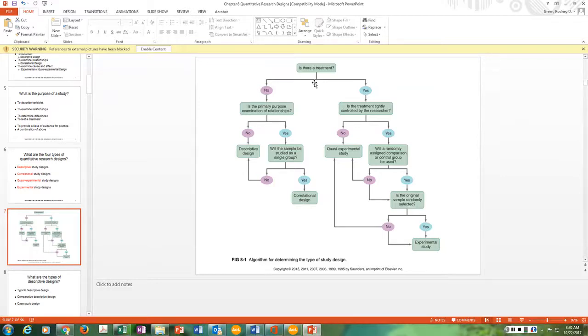Now over here, is there a treatment? Well, yes, there is. Is the treatment tightly controlled? Yes. Will a randomly assigned comparison or control group be used? Yes. Is the original sample randomly selected? Yes. Then we have an experimental study. Okay, now go back to the top again. Is there a treatment? Yes. Is the treatment tightly controlled by the researcher? No. Then you have a quasi-experimental study.